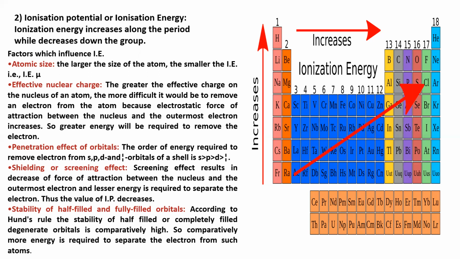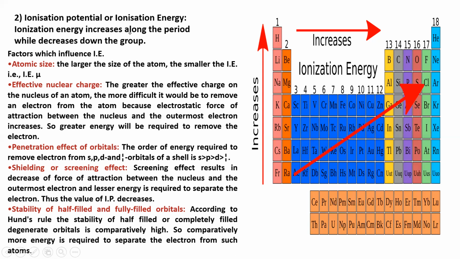So how do they lose the electron? Just by giving some energy. That energy is nothing but ionization potential or ionization energy. So ionization energy is the amount of energy required to remove the valence electron of a neutral gaseous atom. And ionization energy increases along the period. Very, very important. It increases along the period while it decreases down the group.